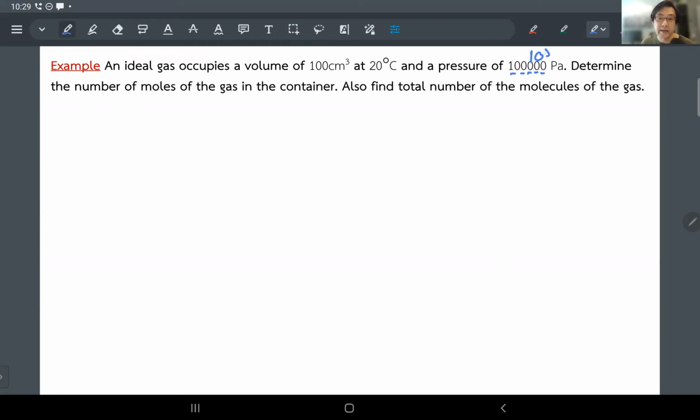Let me write it like that. Pascal. So good. Pascal is in the units that we like in the SI system. Okay. Determine the number of moles. All right. So you want the number of moles. So that means you would like to figure out the small n.